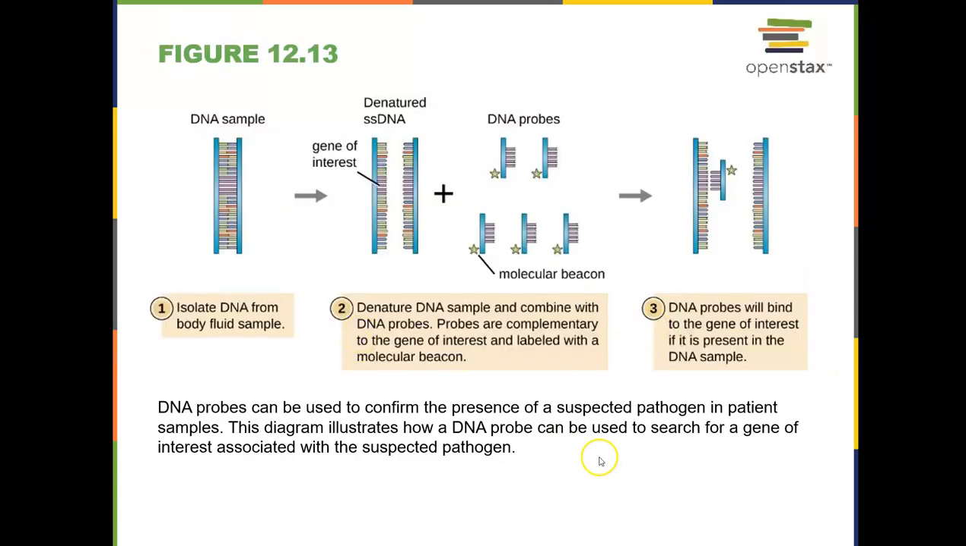DNA probes can be used, so you isolate DNA from body fluid, denature the DNA by warming it up, and then combine it with DNA probes that are complementary to the gene of interest. It is going to be like a molecular beacon, and then the DNA is going to hybridize or bind, and it's going to be glowing in some way, depending on what kind of probe you have.